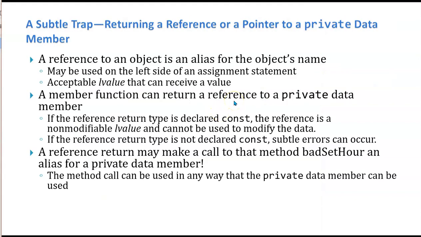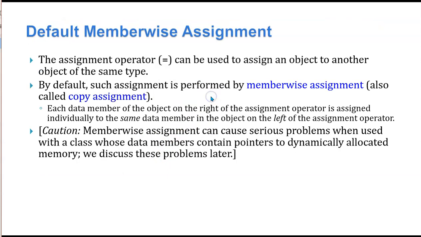So, a subtle trap: returning a reference or a pointer to private data members. A reference to an object is an alias for the object's name. It may be used on the left side of an assignment statement. A member function can return a reference to a private data member. If the reference return type is declared const, the reference is a non-modifiable lvalue and cannot be used to modify the data. If it's not const, a subtle error occurs. A reference return makes a call to that method, badSetHour, an alias for private data members. The method call can be used in any way that the private data member can be. So don't do that. Protect your data members.